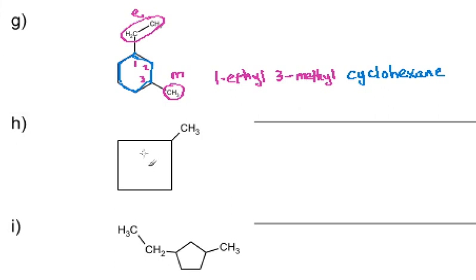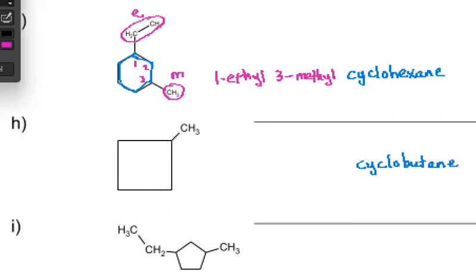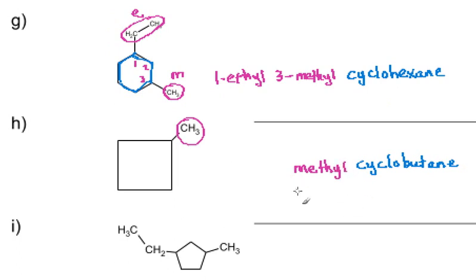Nothing too bad. Here we have 4 carbons in a ring. 4 carbons is butane, so this is cyclobutane. And for its branch, the branch is a methyl group. We don't give it a number because, of course, it's 1. What else would it be? 1-methyl cyclobutane would be a little bit incorrect or a little bit redundant. We can just say methyl cyclobutane.